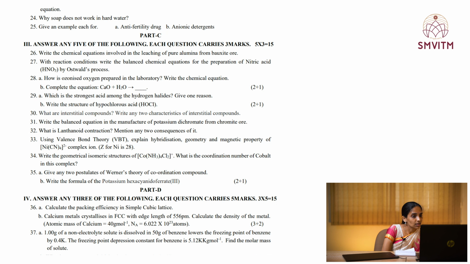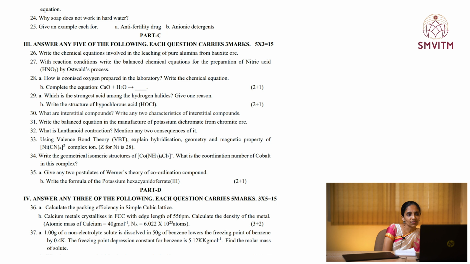Next question B. A and B both are from the sulfur family, group 16. You can see that intermixing of the groups has not been done. So, complete the equation type question. It is calcium oxide plus water, a simple reaction, which will give you Ca(OH)2. The answer is Ca(OH)2.